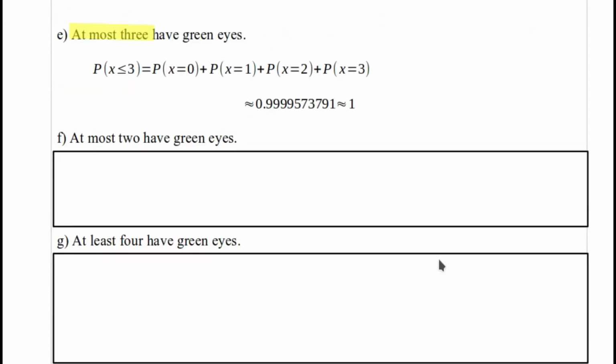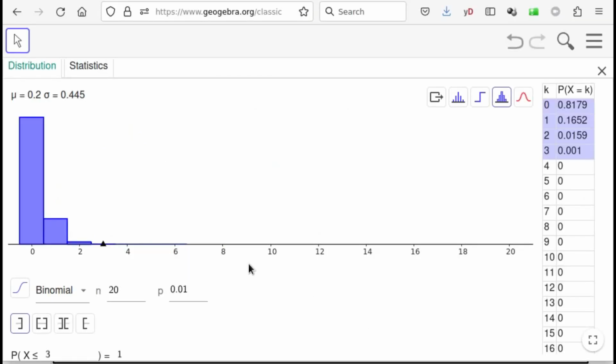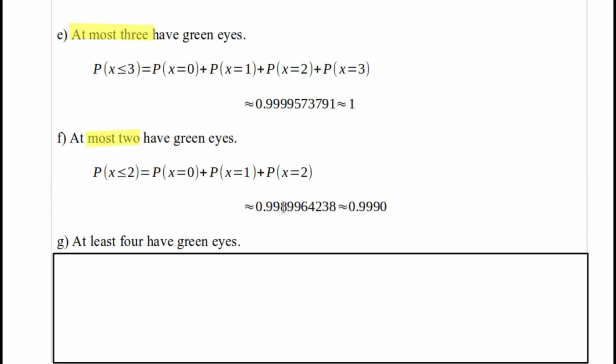At most 2 have green eyes. So at most 2, so just like before, we're talking about having 0, 1, or 2. So we could add up those 3, or we could go into our probability distribution calculator and say we want at most 2. So change that to 2, and it looks like we get 99.9%.